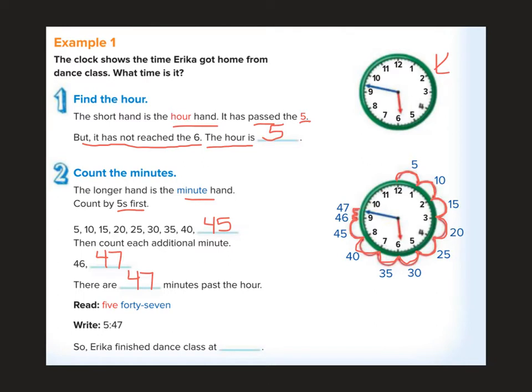So please do not spend time counting all the little ticks along the side. Count by 5s first, then add your 1s in, and that will tell you what time it is. So 5:47, it's written as this, 5:47. So Erica finished dance class at 5:47.